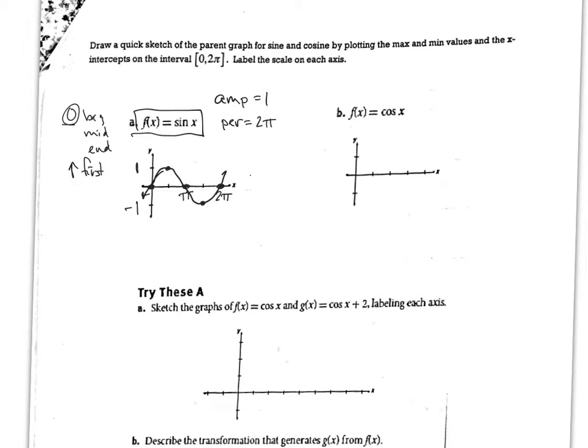Cosine, again, because of the parent graph, we know amplitude is 1, period is 2 pi. Amplitude, up and down. Period, 1, 2, 3, 4, make your 4 marks. There's your 2 pi. Please also mark the halfway. Now cosine starts at the high, ends at the high. So it's at the max at the beginning and end. It's at the minimum at the halfway spot. So halfway is pi, which is why I want you to label it, and halfway we're at the minimum.